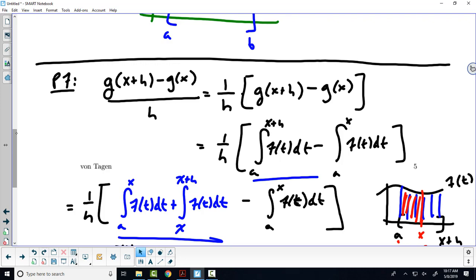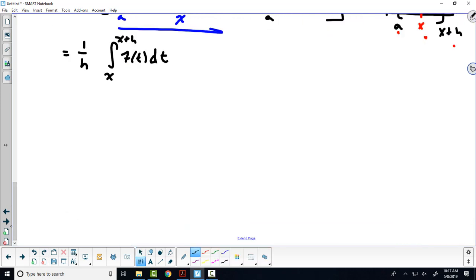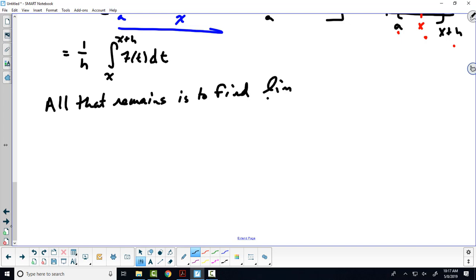Okay? So we want to find all that remains. So all that remains is to find the limit as h goes to 0 of 1 over h times the integral from x to x plus h of f of t dt.